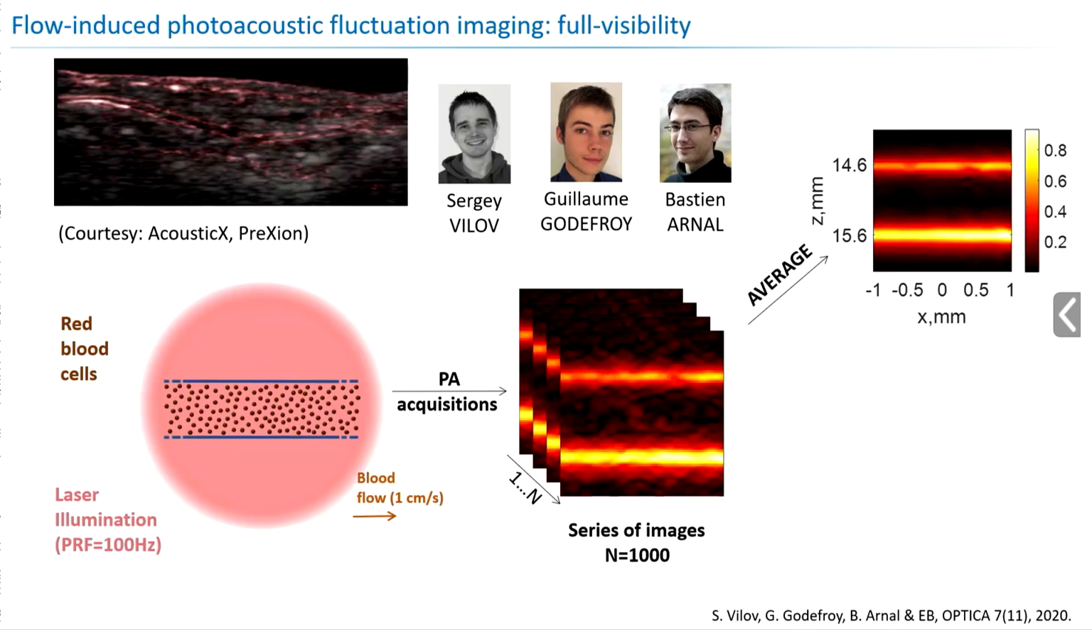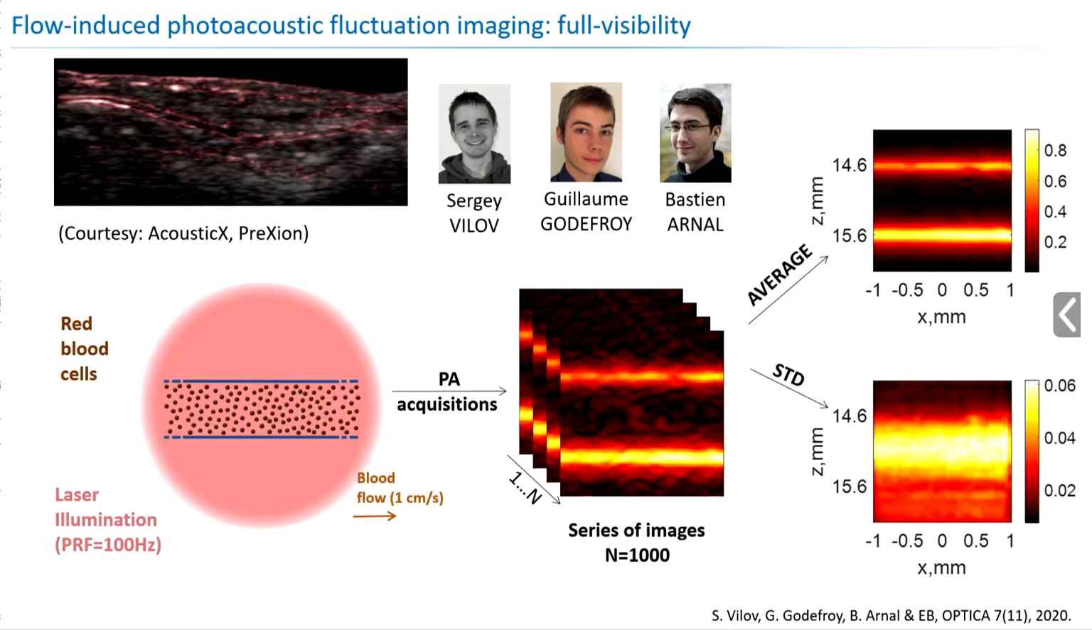This explains why we only saw the boundaries on this kind of images obtained with a commercial system. If you use the fact that blood is flowing, you can get the fact that these are actually single vessels rather than apparently doubled vessels.